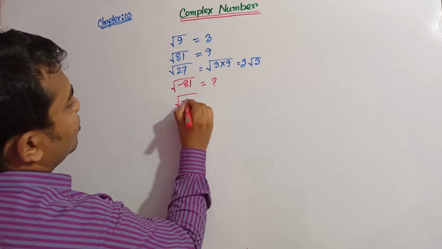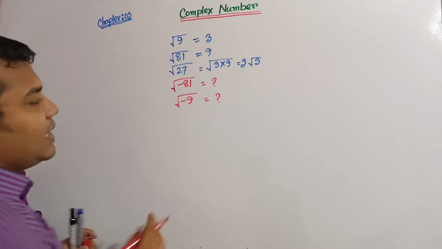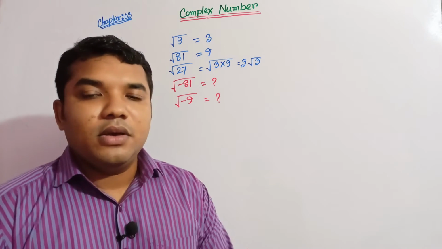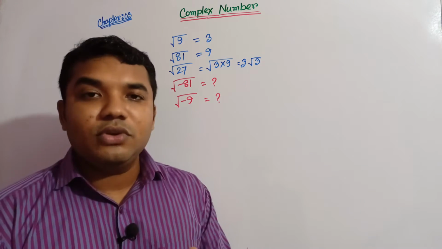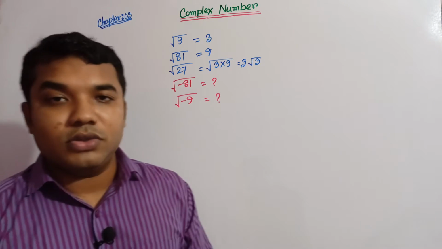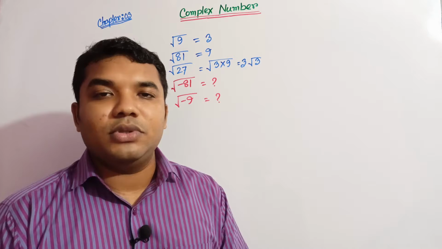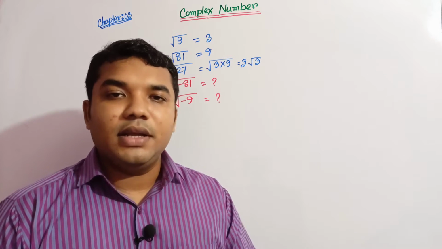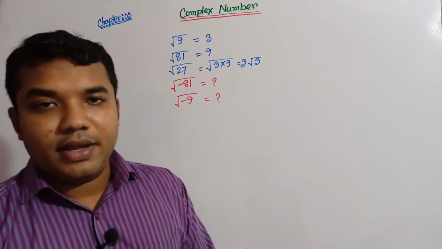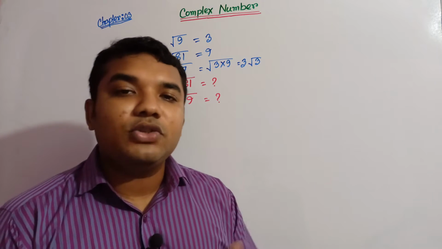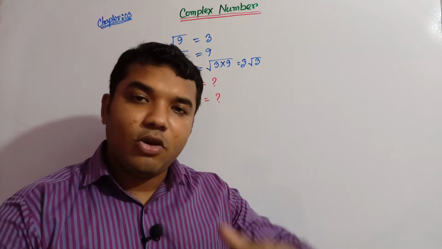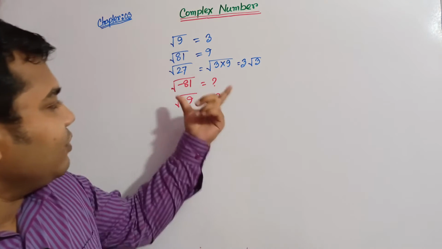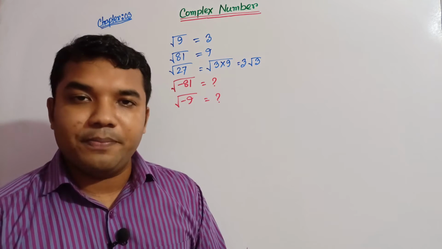But if I ask you what's the value of root over minus 81, or what's the value of root over minus 9, in these types of problems we'll stop, and maybe we'll say that no, we have no solution for this, because until today we have only thought about the real field. This is the first time we'll talk about complex numbers, and in complex numbers we'll actually be dealing with these types of problems.